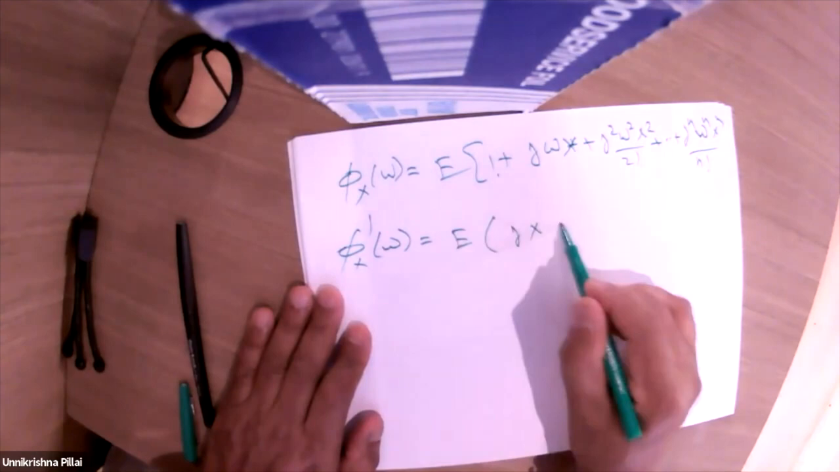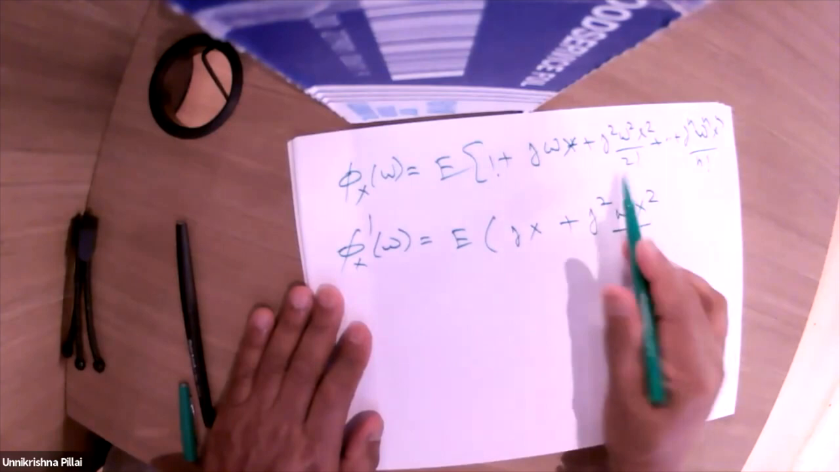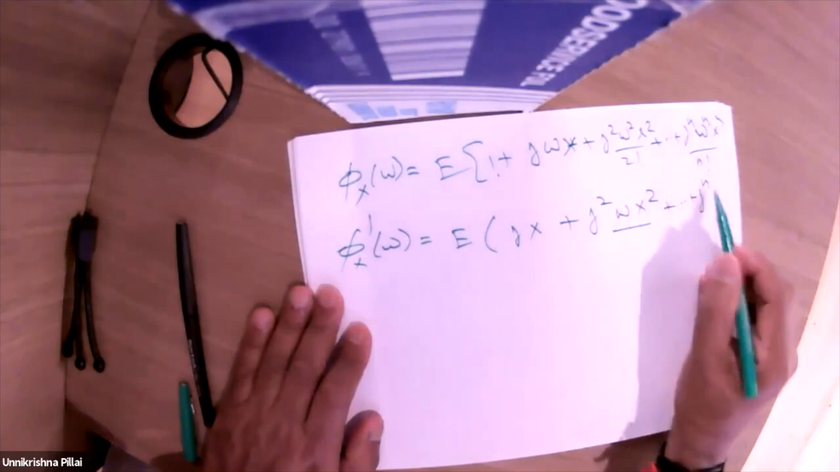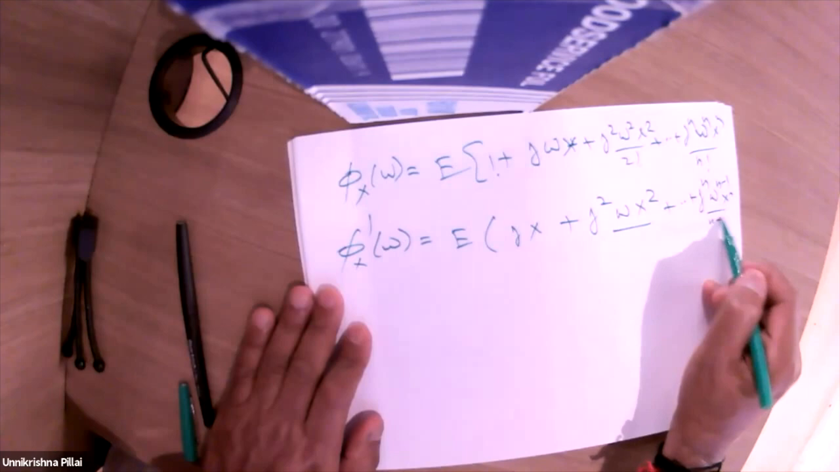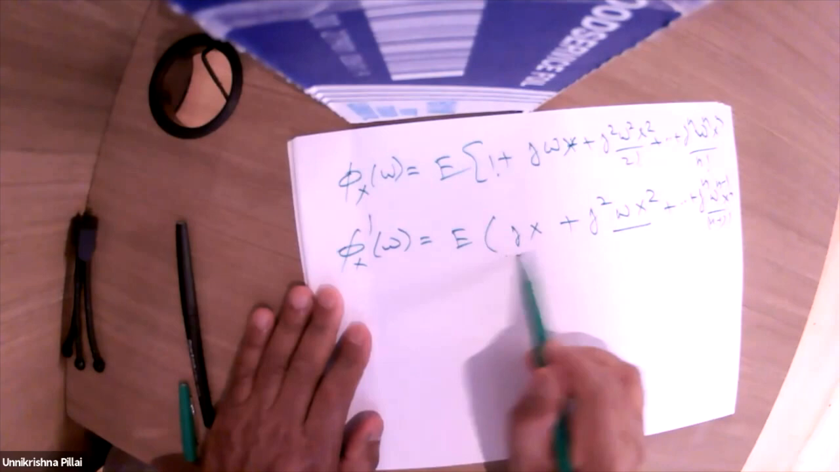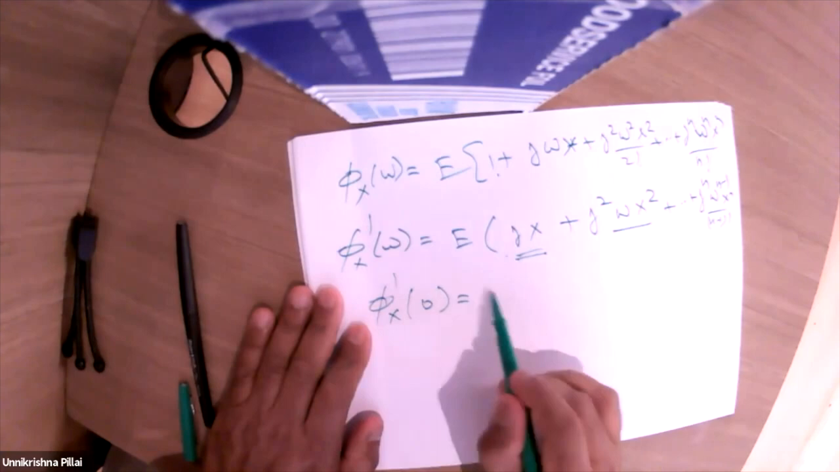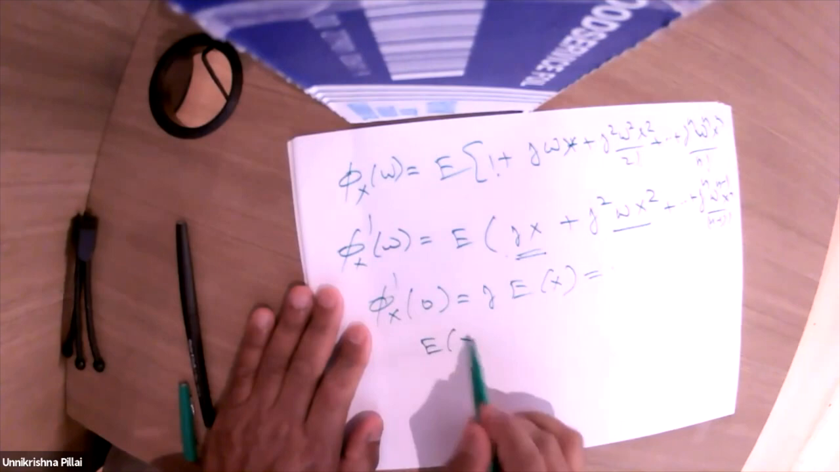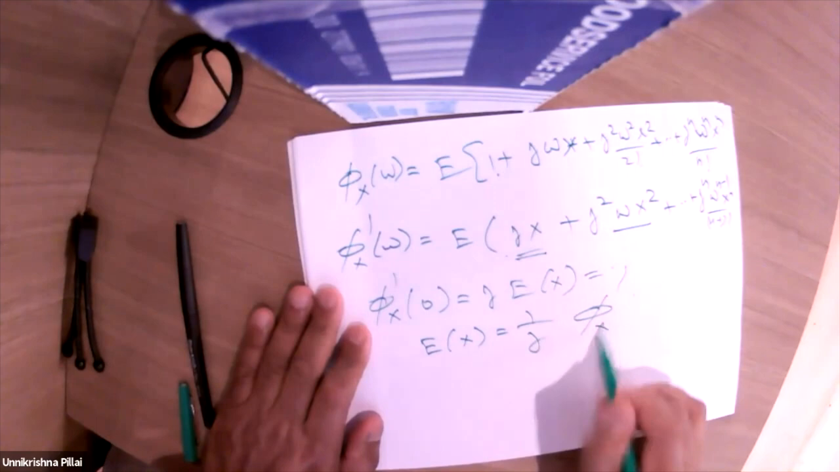The next term, j squared omega x squared over 2 factorial, is gone. This term will become jn, but the n and n cancel, so omega to the n minus 1, but x to the n over n minus 1 factorial. So now if I put omega equal to 0, all these terms will go, and I'll get this. So you get phi prime of 0 is simply j multiplied by the expected value of x. So the expected value of x is 1 over j times the first derivative of the characteristic function evaluated at 0.